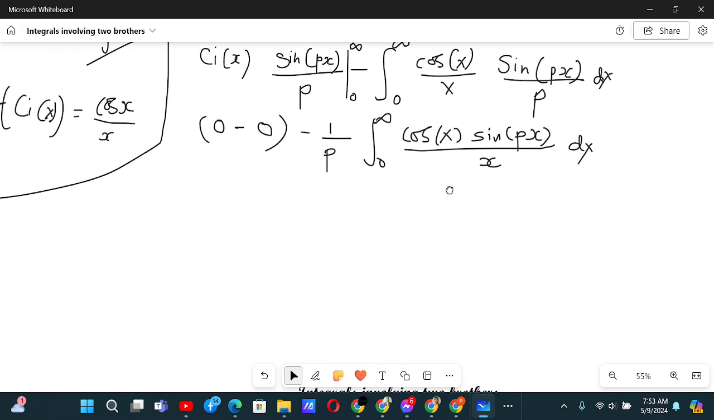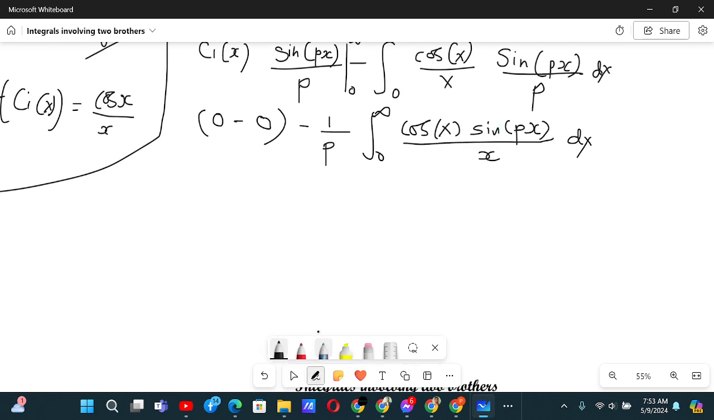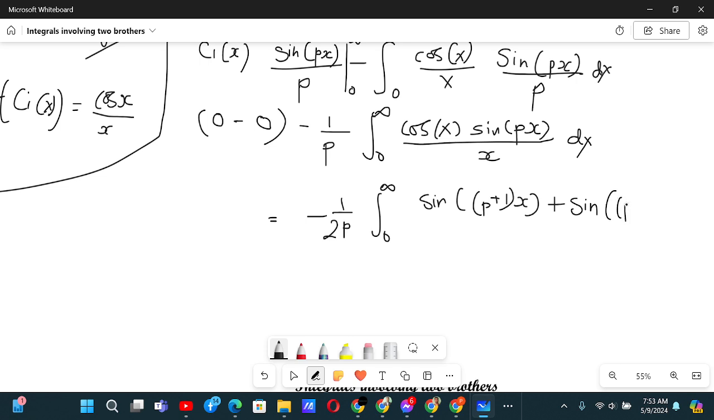Okay, now what can we do? We can basically use the product to sum formula of trigonometric ratios. That gives us the integral from 0 to infinity of sine of (p plus 1)x, plus sine of (p minus 1)x, divided by x dx.